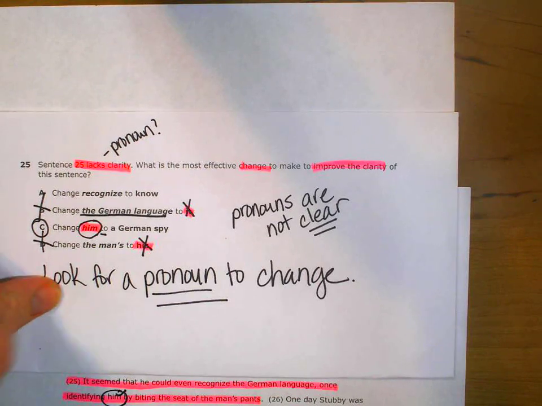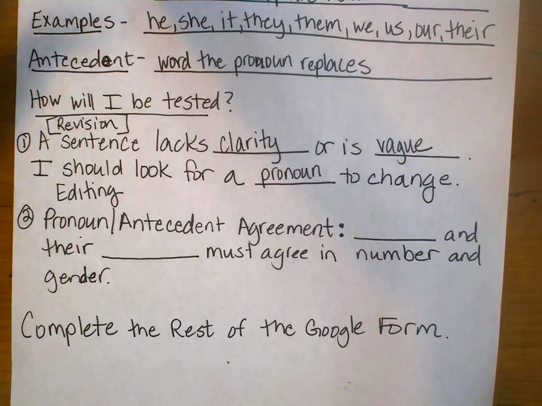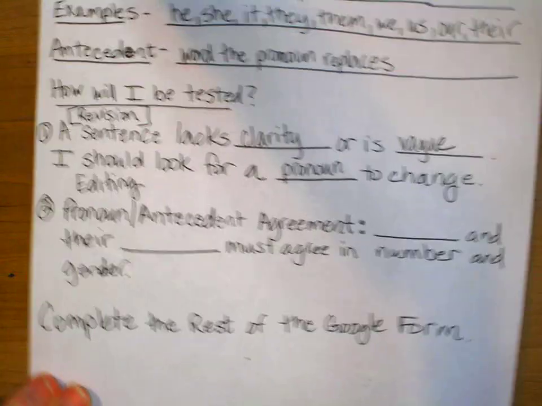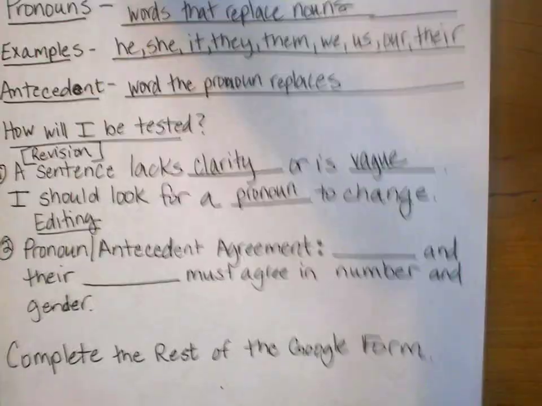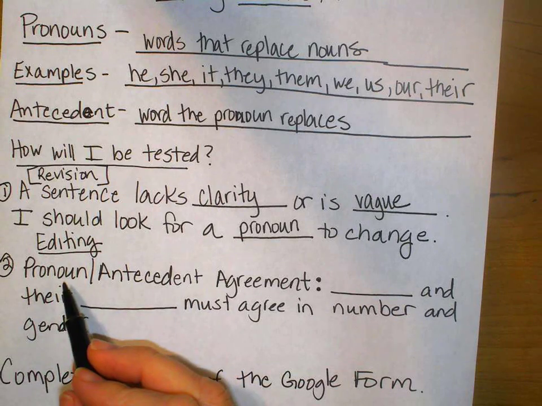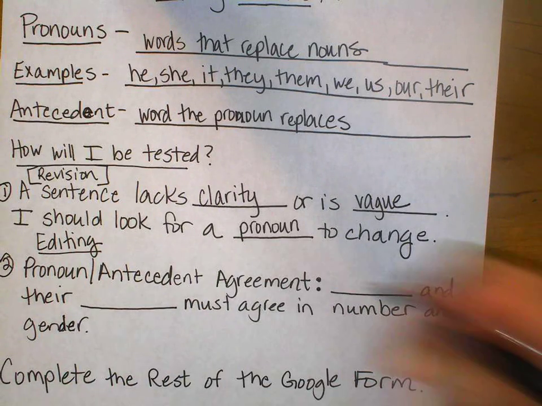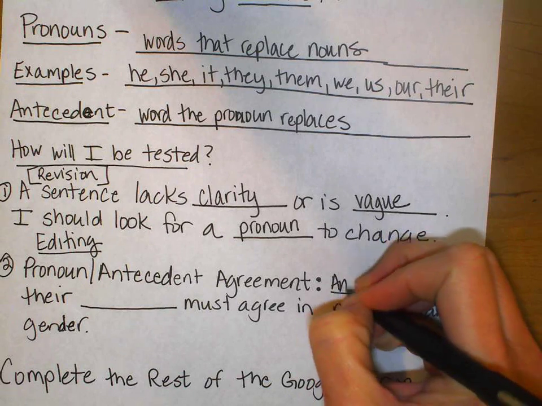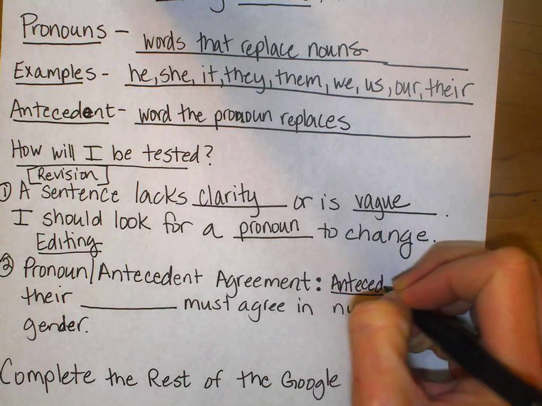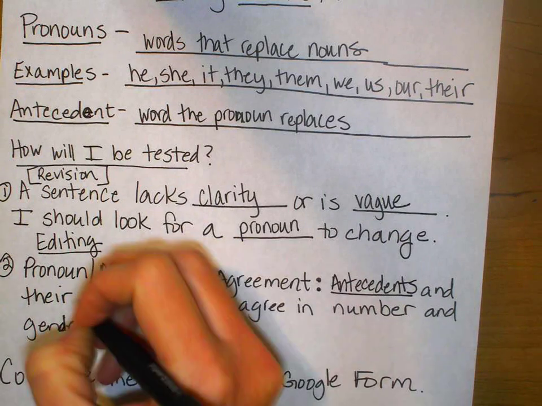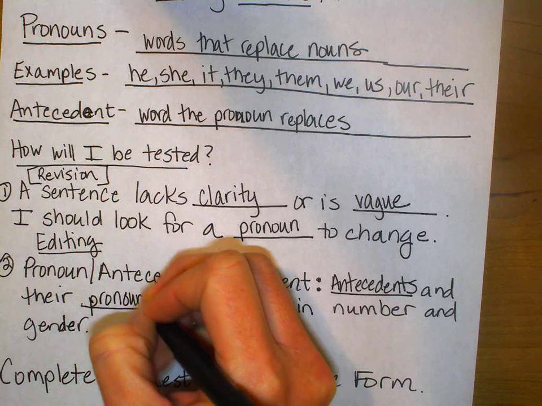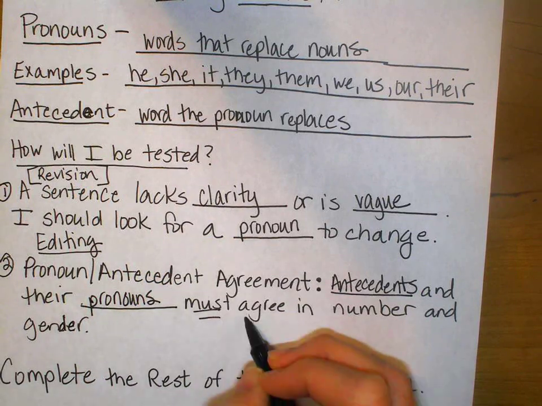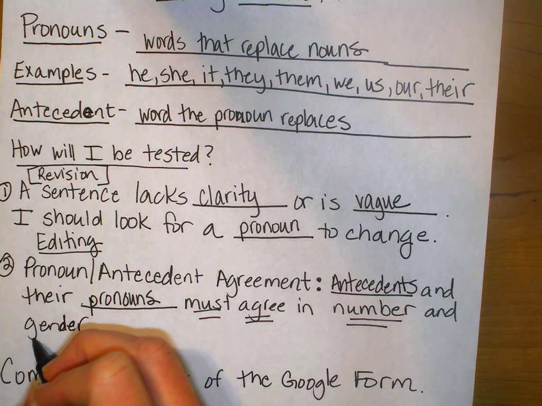So now what we're going to do is we're going to go back to your homework paper. And let's look at the second way you're going to be tested on this. Now that was in the revision passages. This is in the editing passages. So in the editing passages, it's going to test you on pronoun antecedent agreement. We're going to say that antecedents and their pronouns must agree in number and gender.